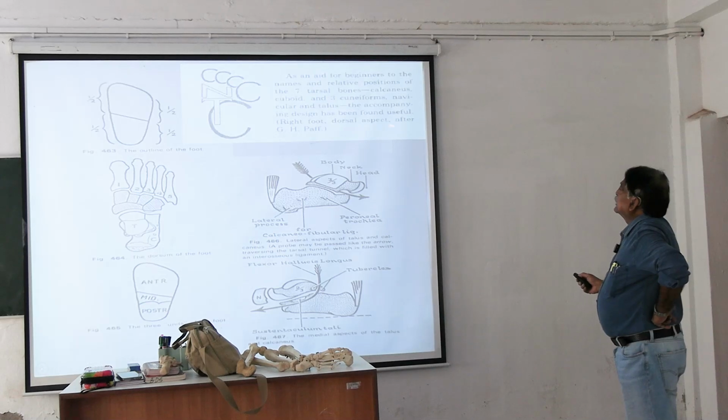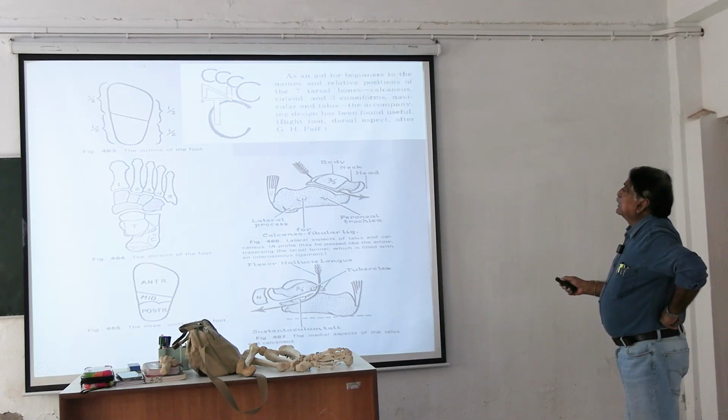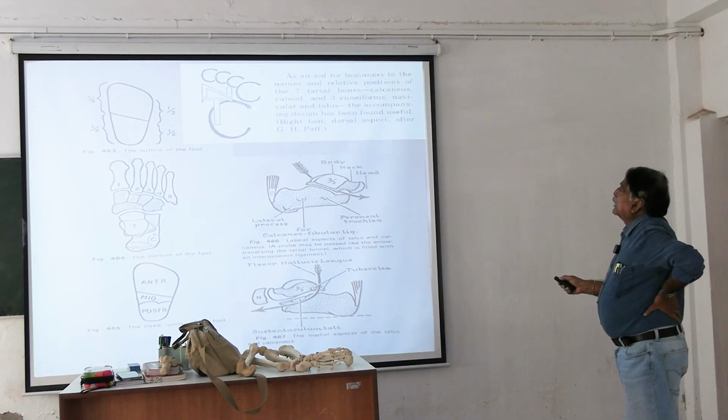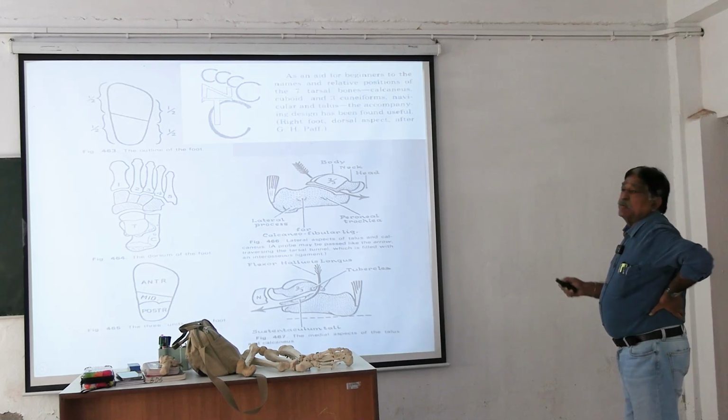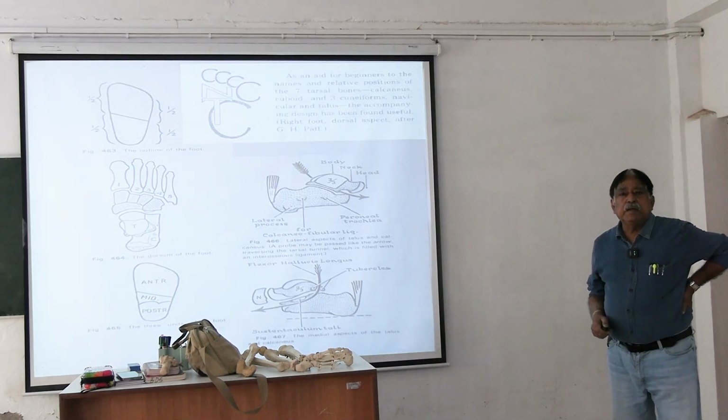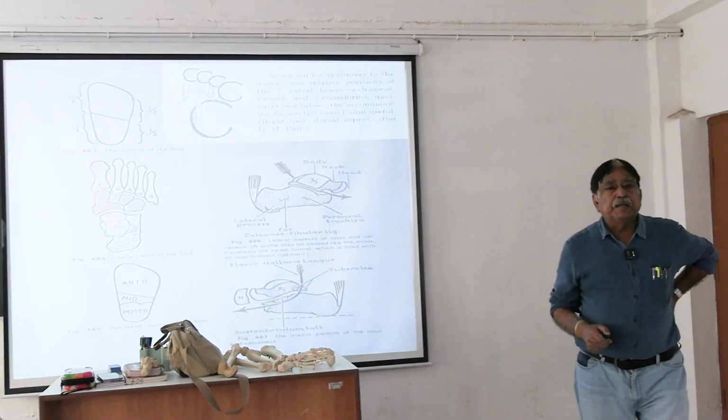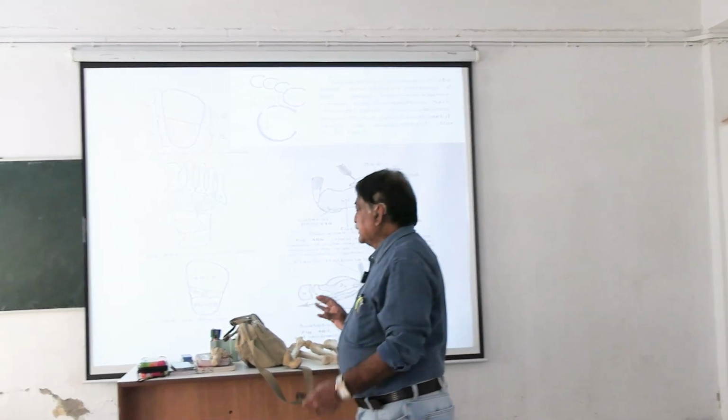Right foot, dorsal aspect. Now, this is the calcaneum, this is the talus, this is the navicular, and this is the cuboid, and these 3 are cuneiforms. It becomes very easy.